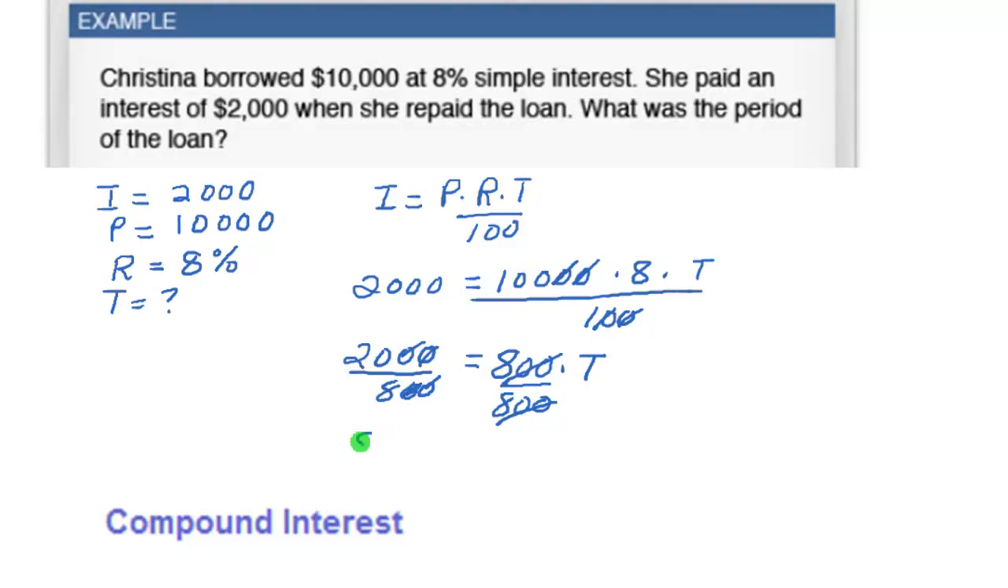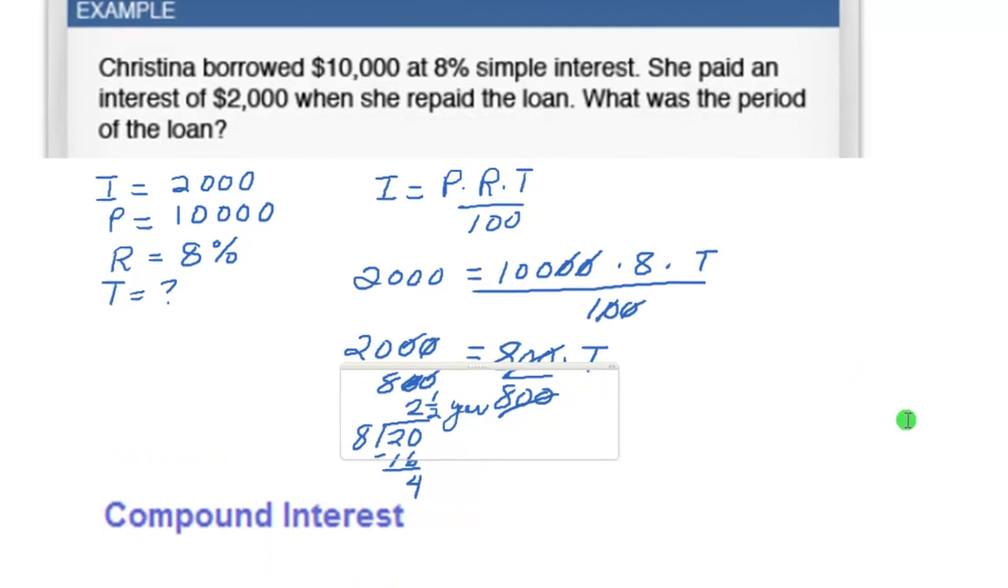And here the zeros go away again. And then we have to divide 8 into 20. And 8 goes into 20 twice. That's 16. And so remainder 4. So this looks like it's 2.5 years, because 4 over 8 is a half. So T equals 2.5 years that she had the loan.